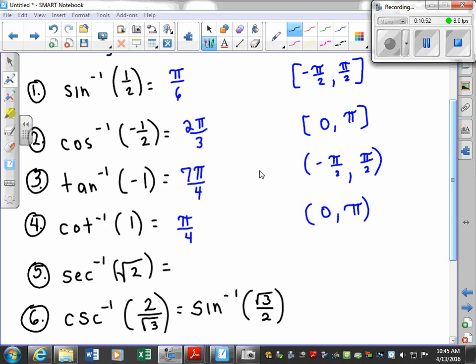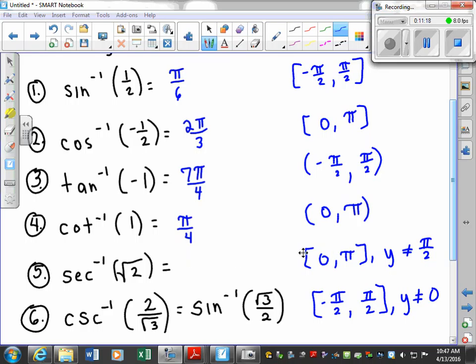Okay, I'm going to let you attempt these last two, so if you'll jot these down and then try them on your own and check your answer. I do want to give you a heads up on number 6 though. You have the option of rewriting this function as 1 over the sine function, which would be sine inverse of the square root of 3 over 2. So you may want to use your reciprocal there.